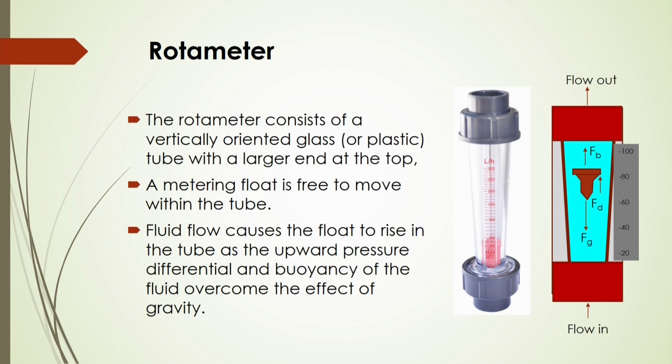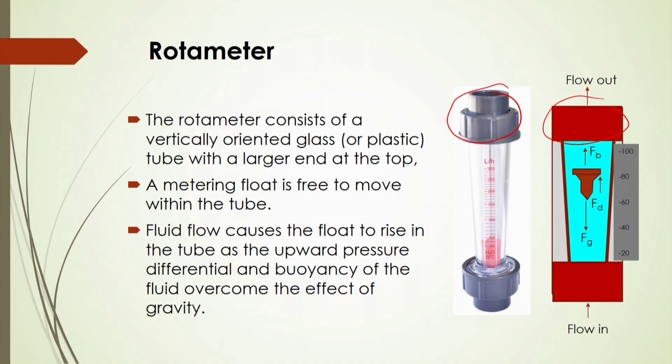You will see in this figure that it consists of a vertically oriented glass or plastic tube with a large end at the top. At the bottom there is a small cross-sectional area, which means the column should be tapered, and it should always be aligned vertically. Why vertically will be discussed. In this case, you will see a metering float that is free to move within the tube.